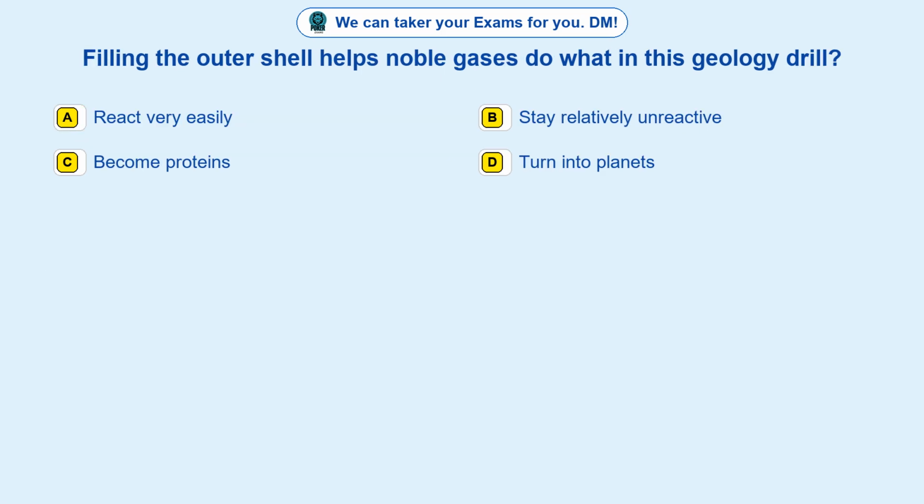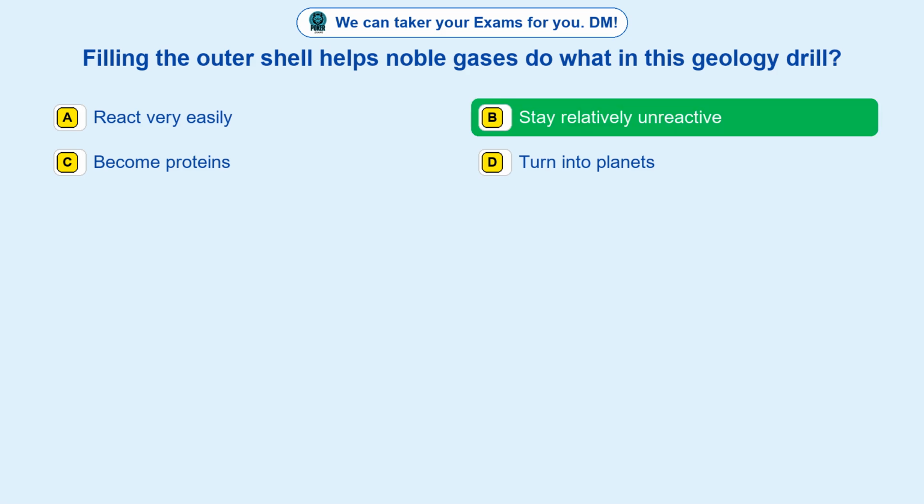Question 41. Filling the outer shell helps noble gases do what in this geology drill? Option A, react very easily. Option B, stay relatively unreactive. Option C, become proteins. Option D, turn into planets. The correct answer is option B, stay relatively unreactive.